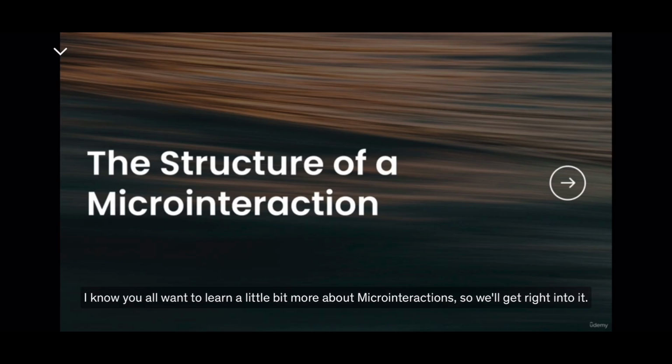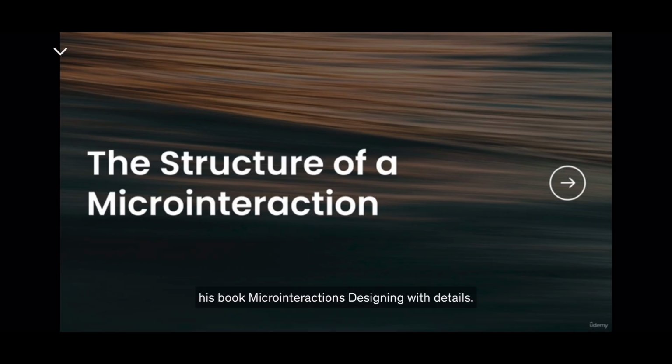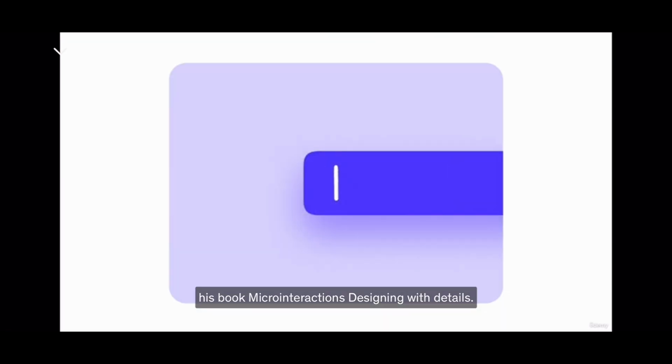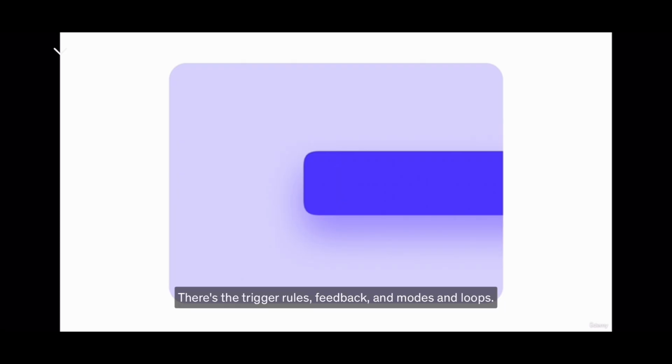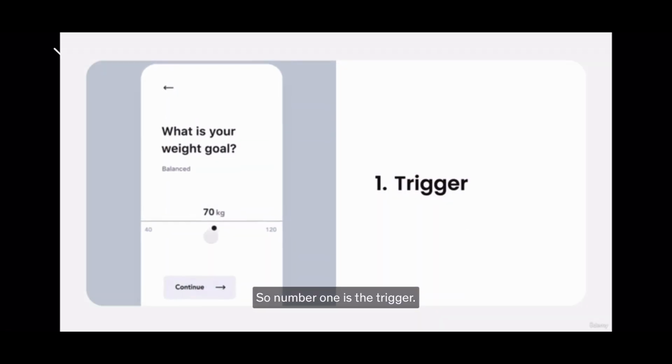I know you all want to learn a little bit more about micro interactions, so we'll get right into it. There's a structure that makes micro interactions effective. It was created by Dan Saffer in his book, Microinteractions: Designing with Details. And there are four essential parts to a micro interaction, like we're looking at right now. There's the trigger, rules, feedback, and loops and modes. So let's get into what those are.